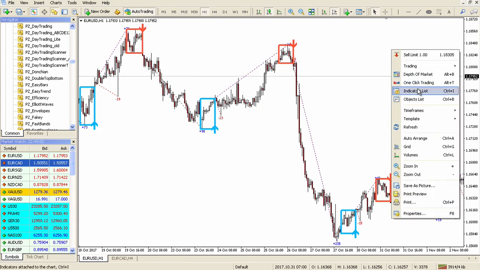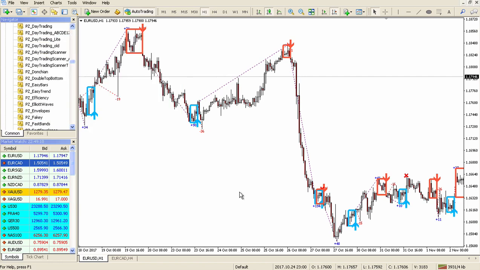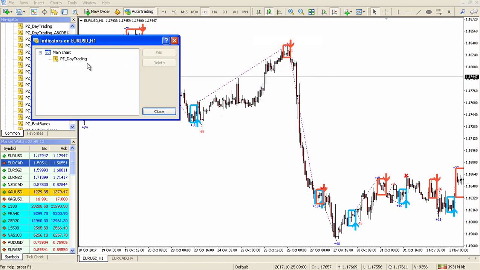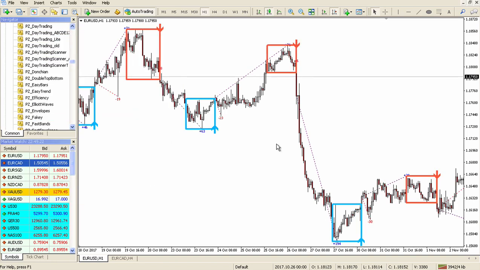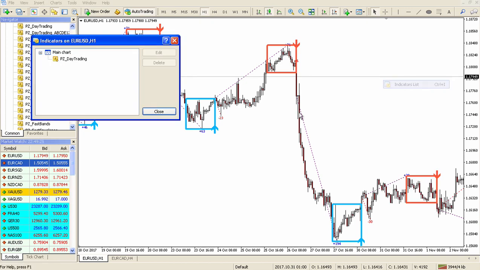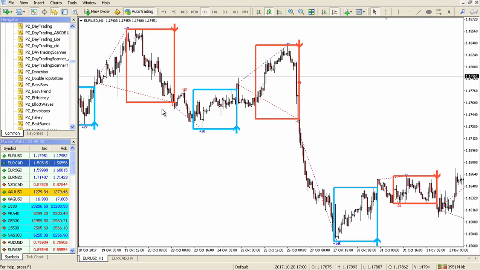The first input parameter of the indicator is called range, and it controls the minimum amount of bars that must be inside a breakout range. To trade small time frames, you should increase the range, and to trade higher time frames, you can decrease the range. The default range value of 10 bars is perfect to trade H1 or H4 charts.